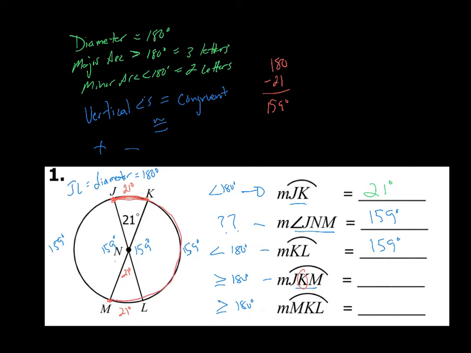Well, there's two ways of going about that. That could either be the 21 plus the 159 plus the 21. So I could take 21, add the 159, add the other 21. So that's really 42 plus the 159. That would give us 201 degrees, right?